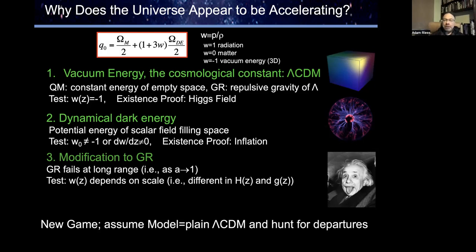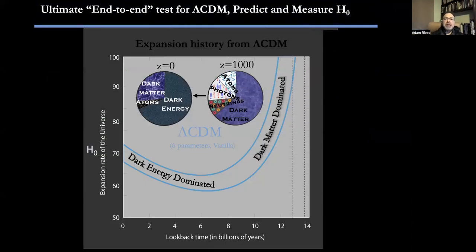So how do we proceed in the current era when we don't really know which of these possibilities is right? Because option one, vacuum energy or LambdaCDM, is really the easiest to calculate, we sort of assume that as the model, and then we do new experiments and look for departures from that model. So for the rest of this talk, I'm going to tell you about what I think of as the ultimate end-to-end test for LambdaCDM, and that is to predict and measure the expansion rate of the universe in absolute terms.